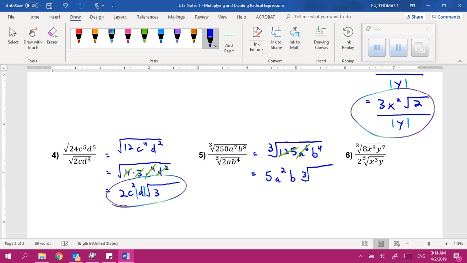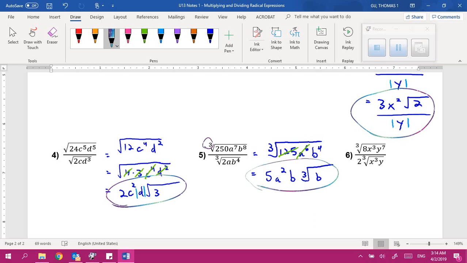Cube root, what did I not use? B on the inside as well. Because as I said, 4 divided by 3 is 1 with a remainder of 1. And so this is your final answer. You don't need to worry about absolute value signs because the index was odd. 3 is odd.